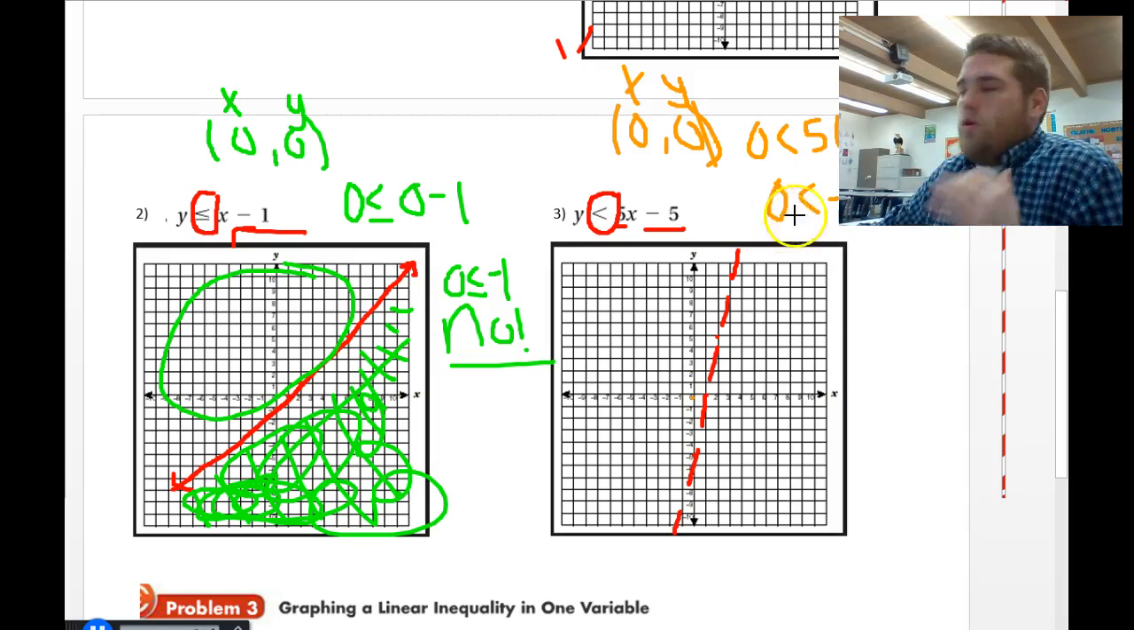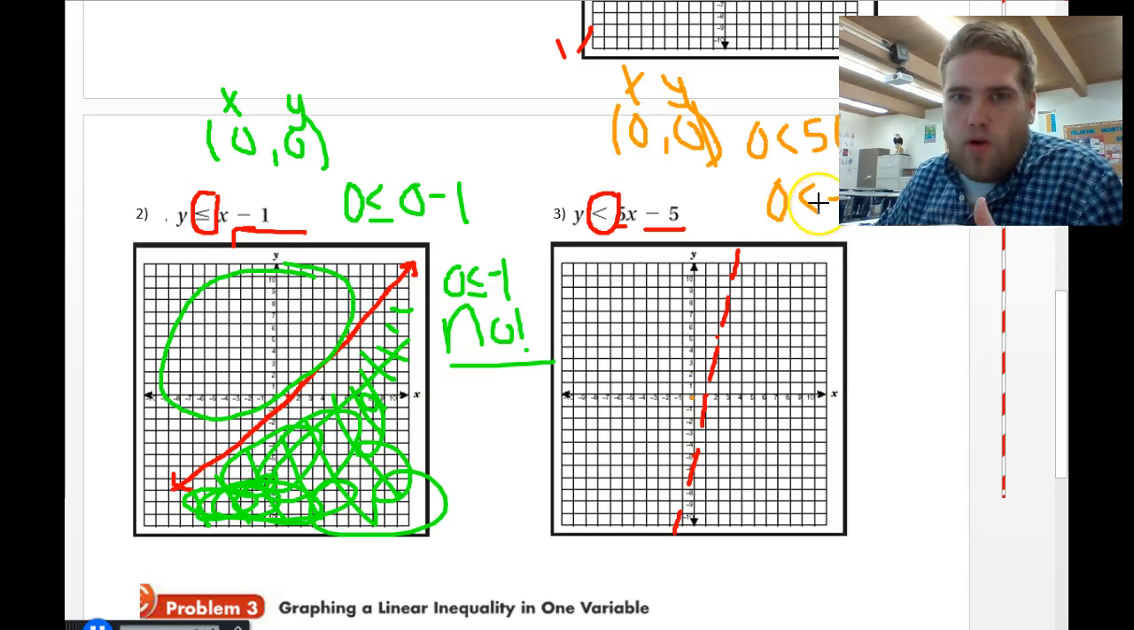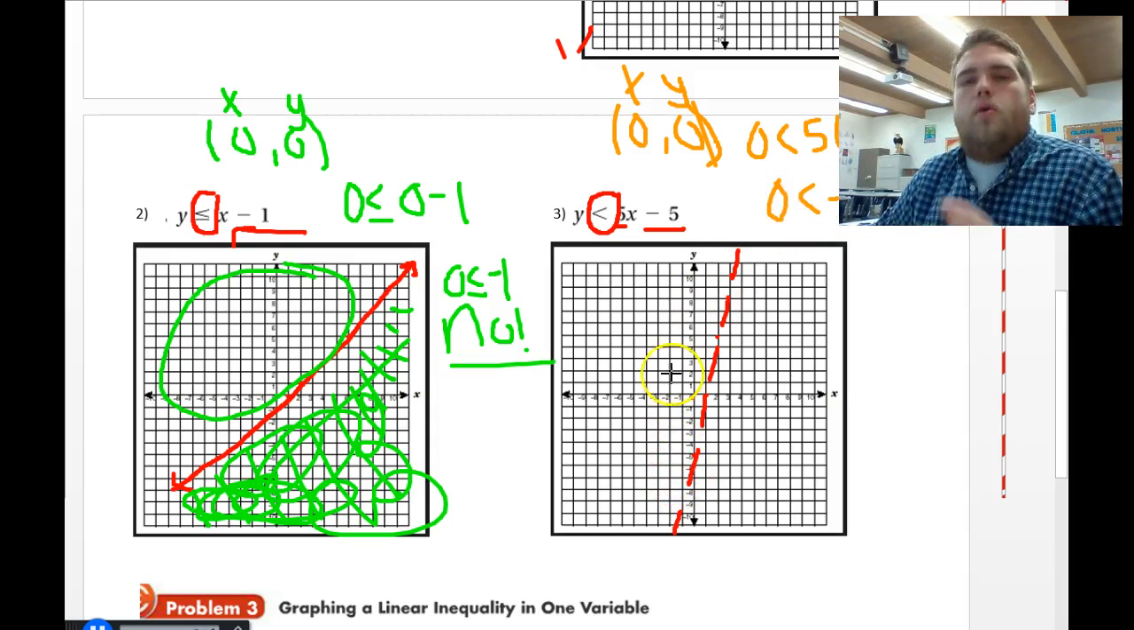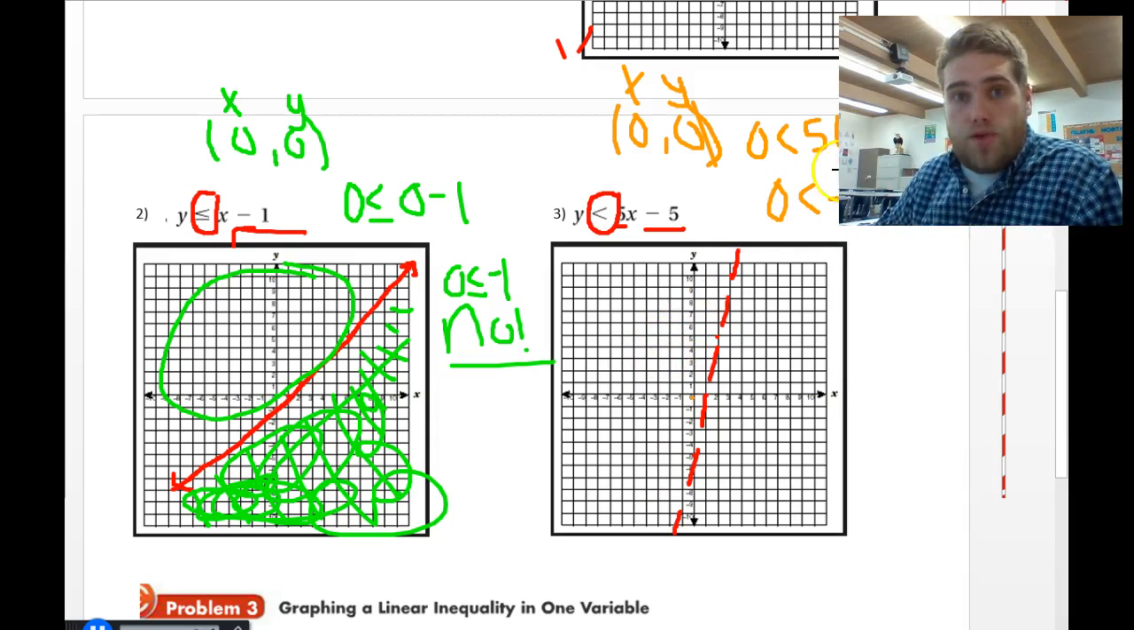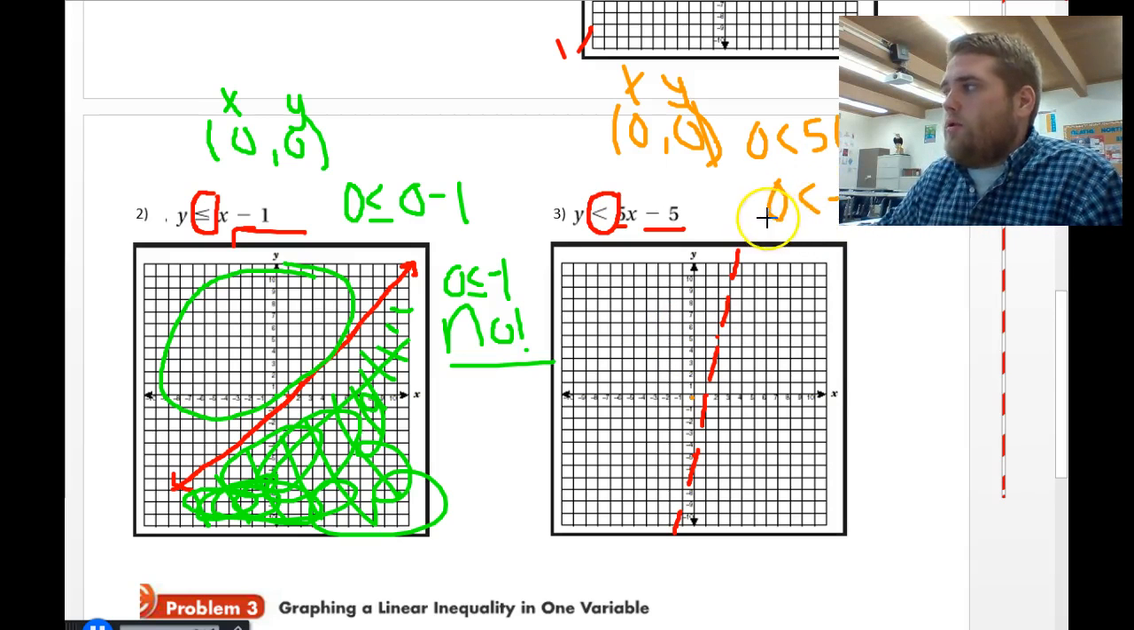Once you reach this point, and this is probably the toughest part of the whole thing, I know we know how to graph, I know we know how to draw lines, I know we know how to pick 0, 0. This right here is the toughest part. Is this true? Is 0 less than -5? Well, no, it's not. And no means I do not want to include 0, 0 in my answer.